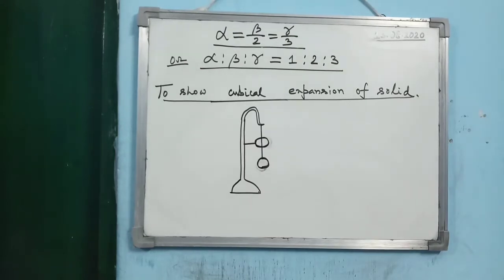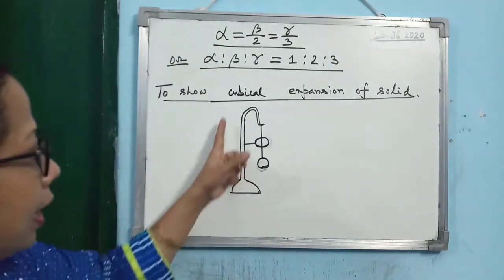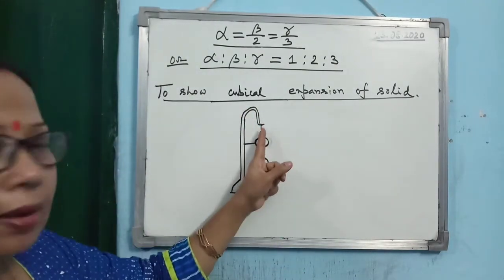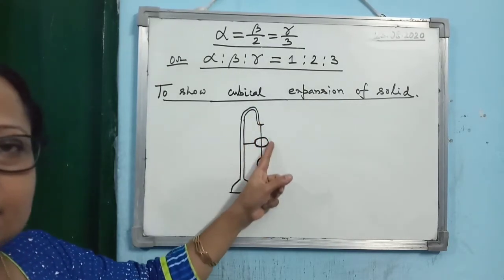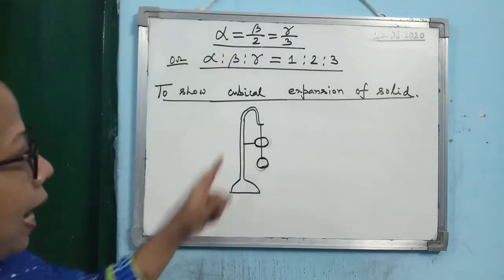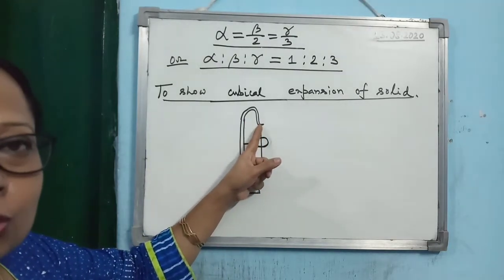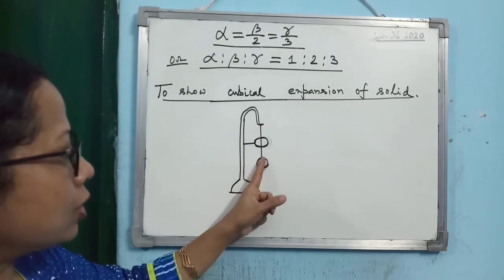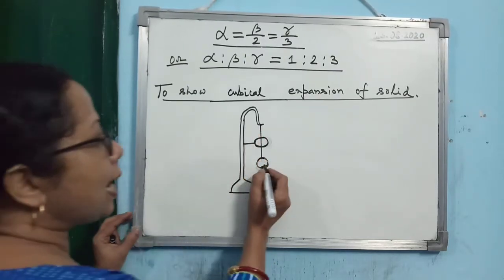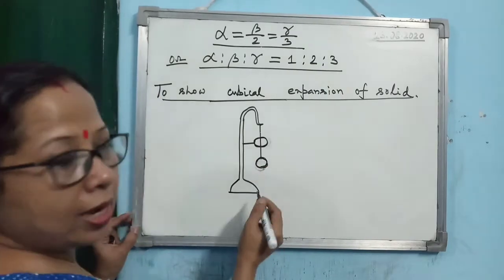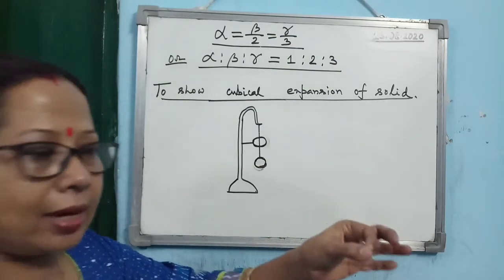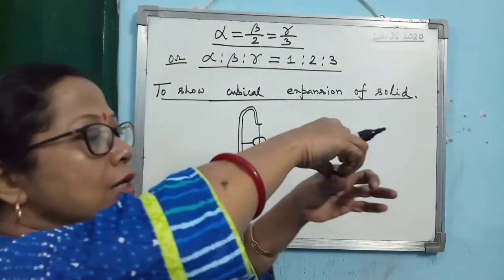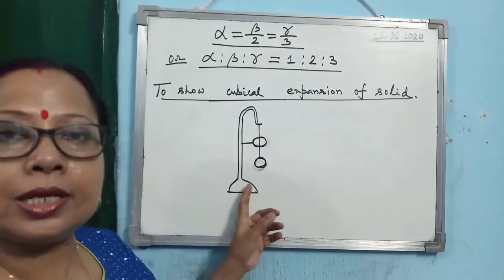Next, if you want to demonstrate cubical expansion of a solid experimentally, then these are the apparatus you need. There is a stand and clamp here. With the stand a metallic ring is connected, and from the stand there is a hook-like structure from which you can suspend one solid metallic ball. The size of the metallic ball when it is cold is such that it can pass through the ring.